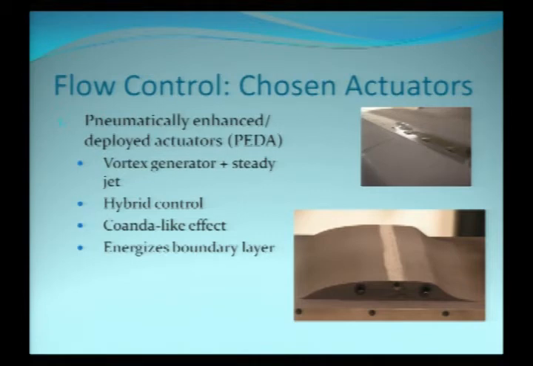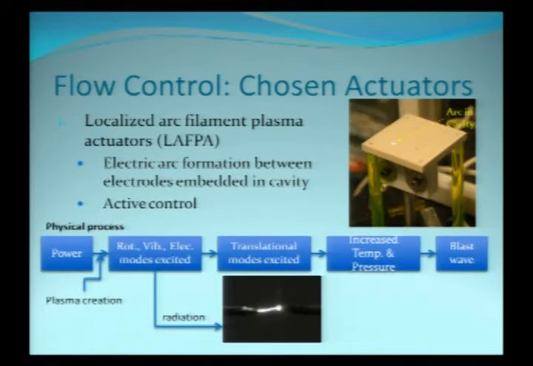It's a hybrid controller where you have a vortex generator, that triangle piece, and a steady jet. And it leads to a Coanda-like effect where the flow tends to stay attached to the body even if the body is moving away from its direction. It also energizes the boundary layer. The exact reasons for the effects are still being explored.